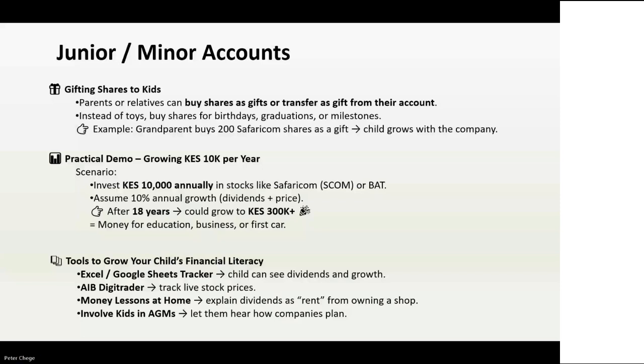That 1,000 can buy a small portion of Safaricom. Next month, you buy another share. So you are growing that portfolio slowly with that small amount. In 1 year, you have approximately 12,000. So by the time your kid is turning 18, you have grown your portfolio. Let's go to Excel. We see how much you can grow that portfolio.